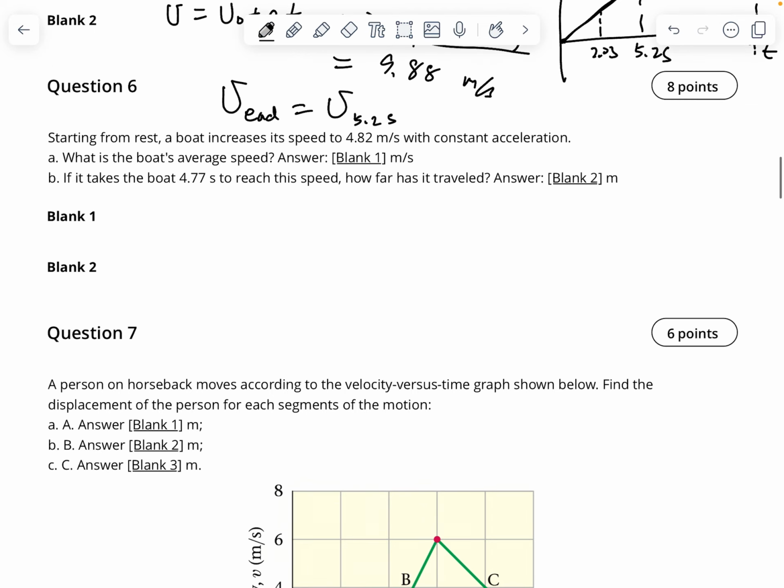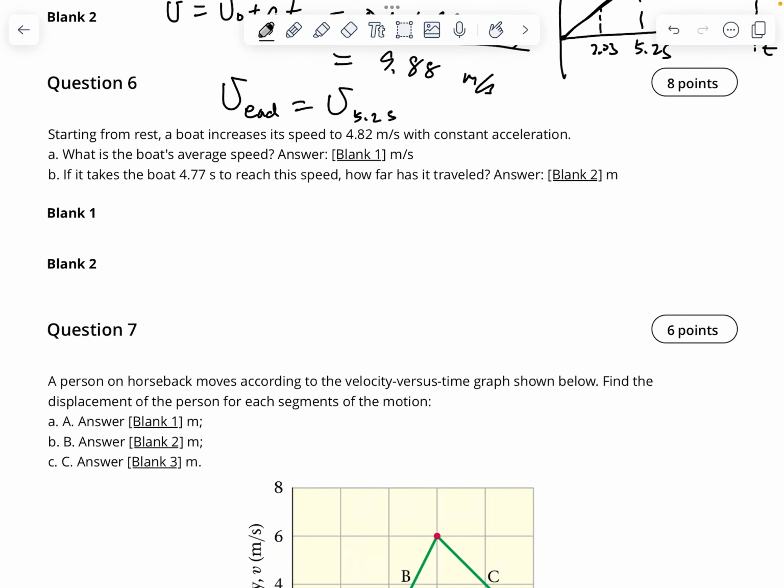All right. Number 6. Starting from rest, a boat increases its speed to 4.82 meter per second with constant acceleration. What we know here is V naught is 0 and final velocity equals 4.82 meter per second, with constant acceleration, which means A is constant. What is the boat's average speed?